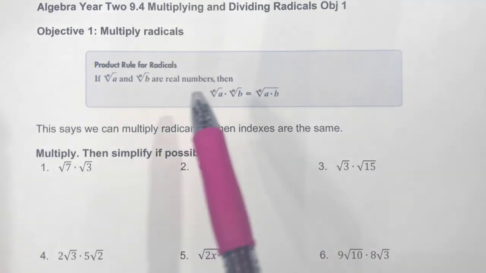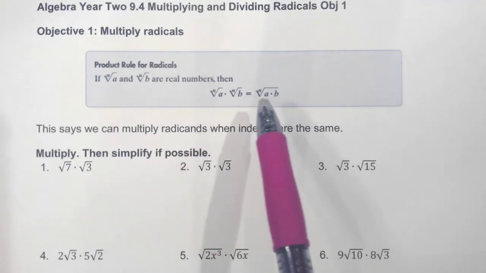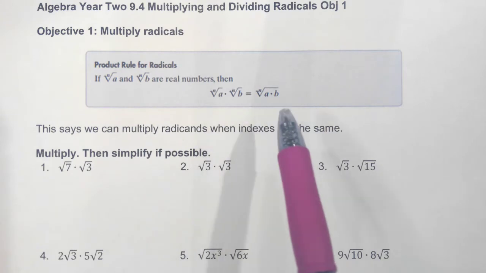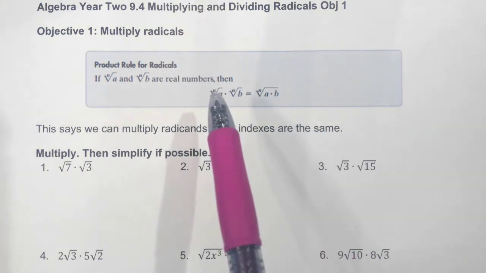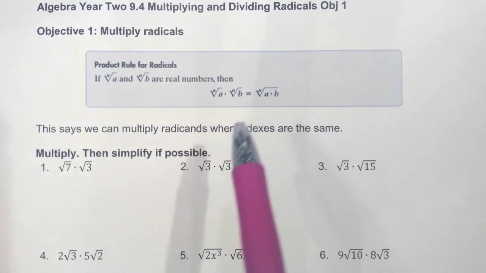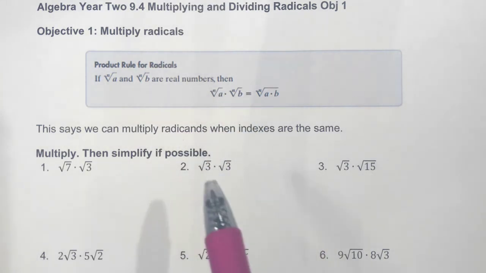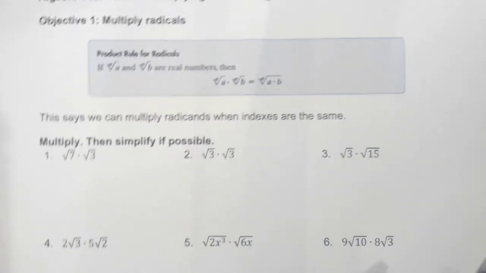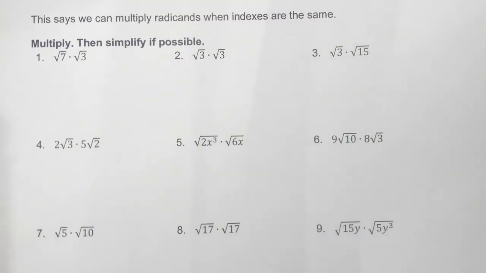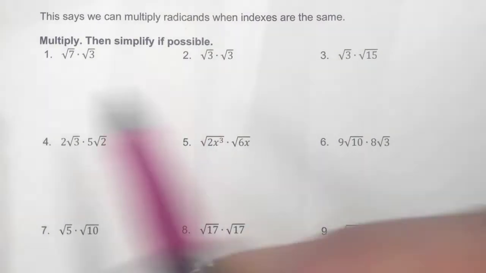So there's the product rule, which says that you can multiply radicands when indexes are the same. As long as it's a square root times a square root, or a fourth root times a fourth root, or a fifth root times a fifth root, so as long as those little numbers are the same, you just multiply what's underneath the radical. And then if you can simplify that, simplify.